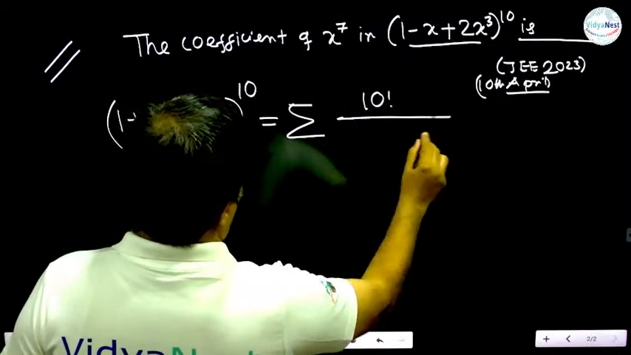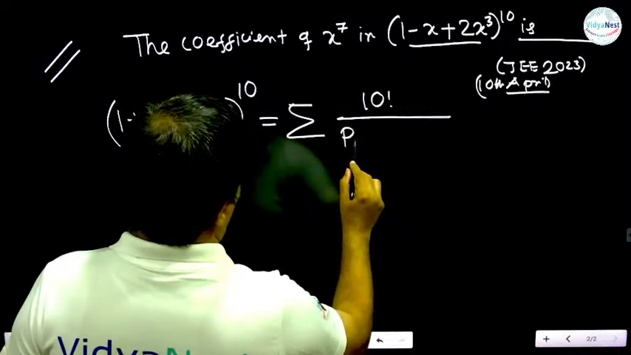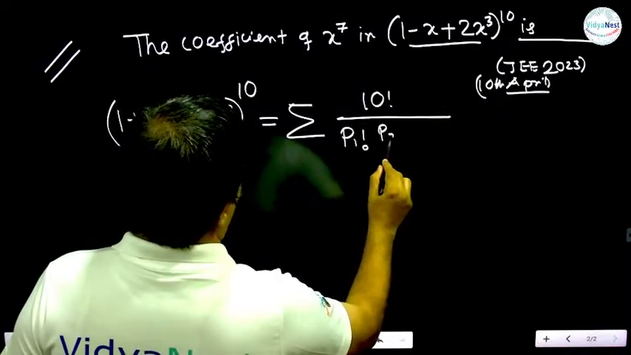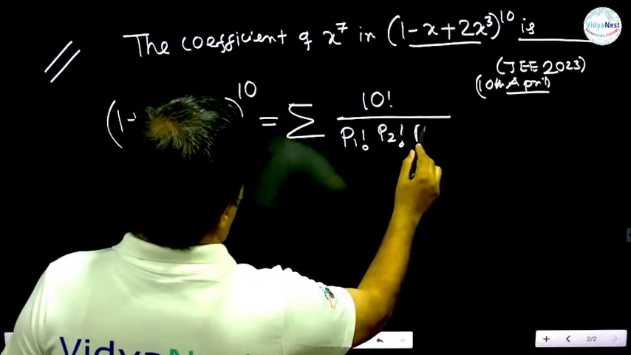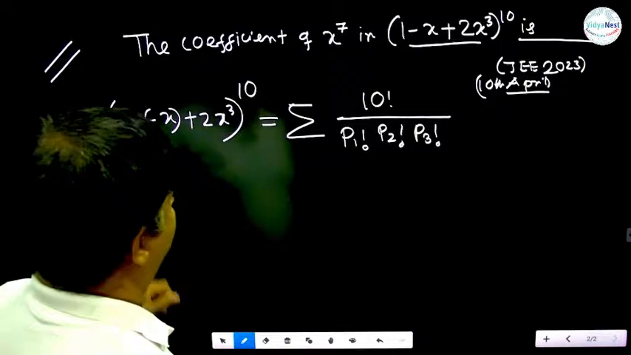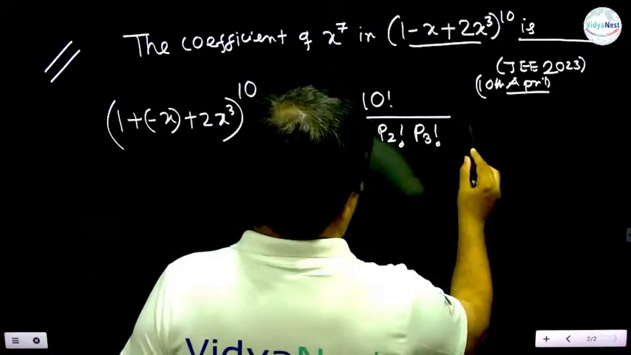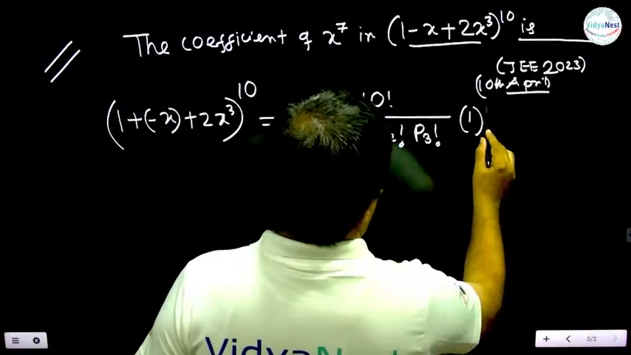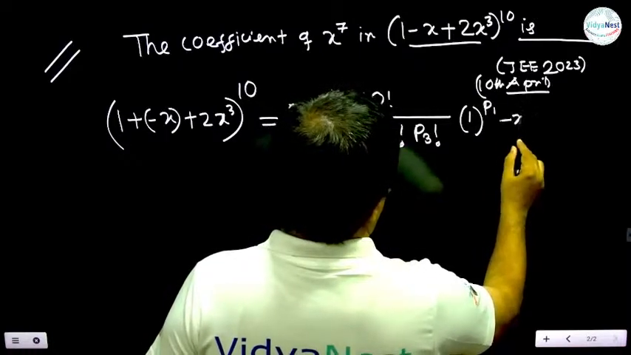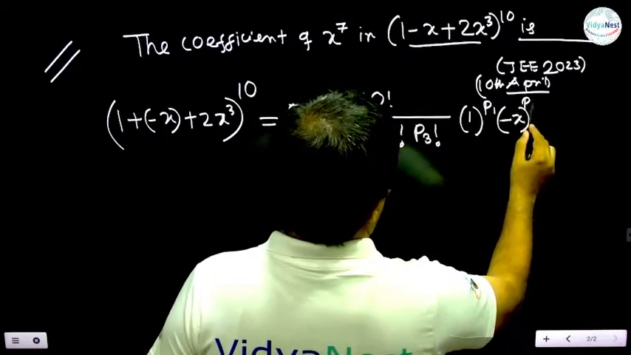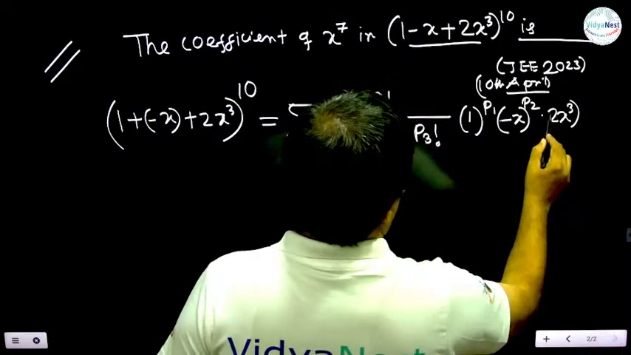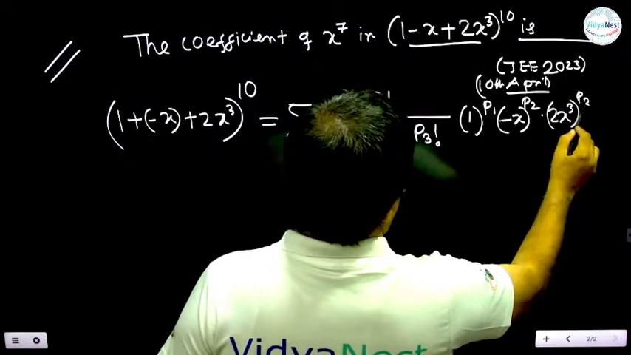Factorial 10 by P1 factorial, P2 factorial, P3 factorial into 1 to the power P1 minus x to the power P2 into 2x cube whole to the power P3.